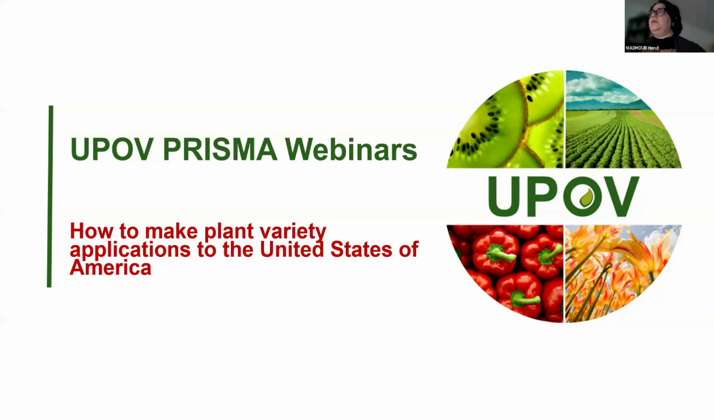Today we'll introduce this topic: how to make a plant variety application to the United States of America. Please feel free to interrupt us by raising your hand, or to use the chat function to put your question there so that we will handle that accordingly. This session is meant to be quite interactive. We'll present some basic information, but don't hesitate to ask any question. This is really the place to handle that.